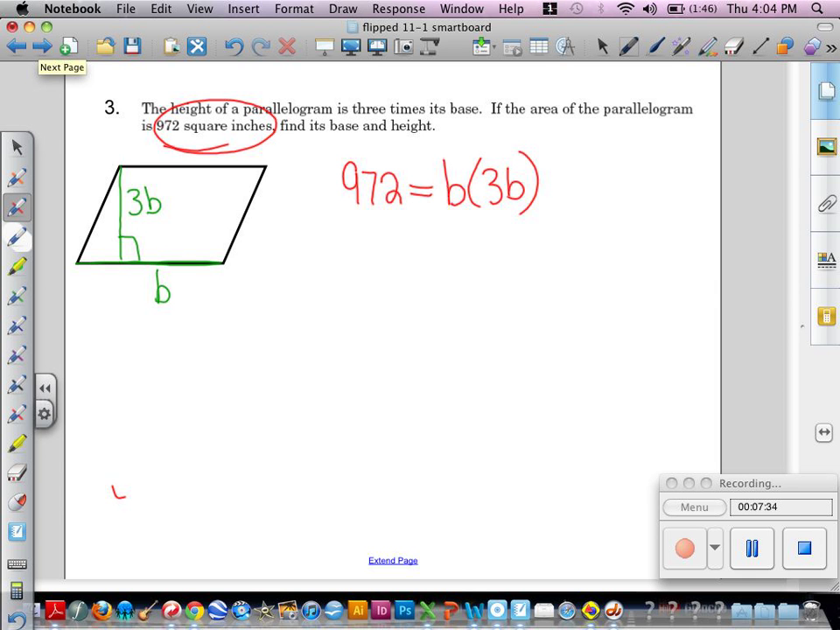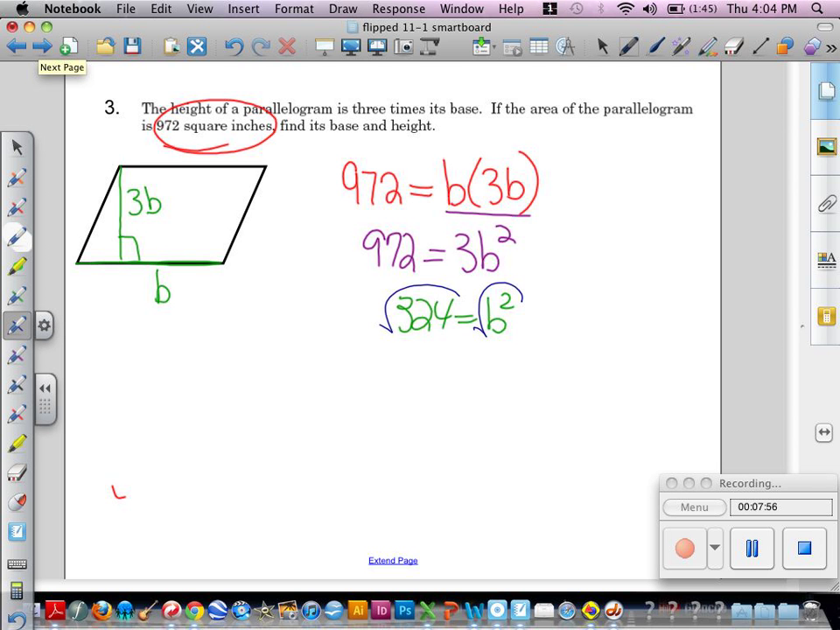I'm going to simplify. This is 3B squared equals 972. Divide by 3. That gets me 324. Is B squared. Go ahead and take the square root. Square root of 324 is 18.